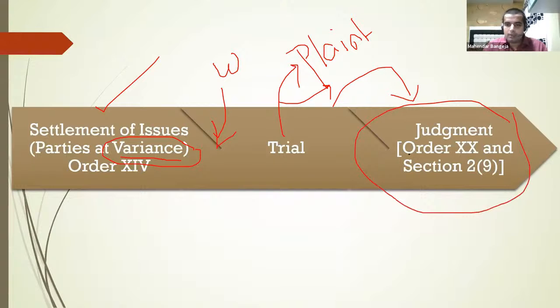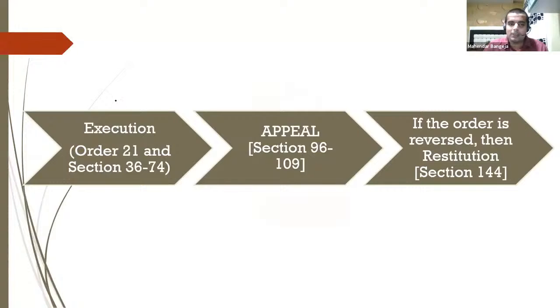CPC gets more interesting after this. After the judgment is ordered, you'll have to go for execution. You'll have to execute the decree itself. Just because आपके favor में decree है does not mean you have got the amount itself. You'll have to execute it, and you can file an appeal also if you are aggrieved by the decision. And अगर appeal में order reverse हो जाता है, then you can go for restitution.